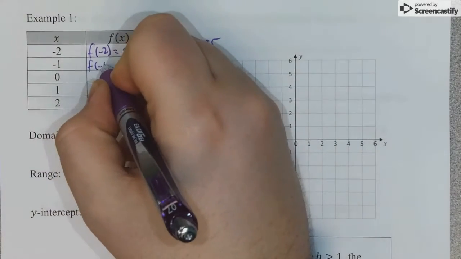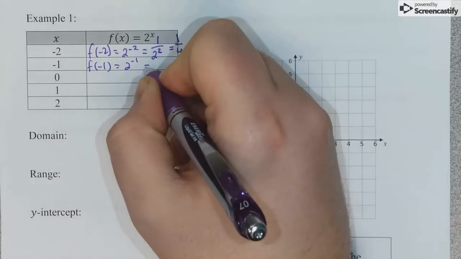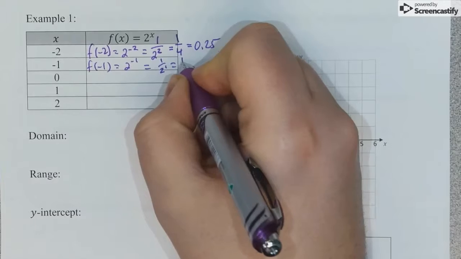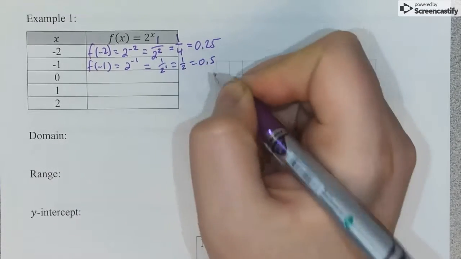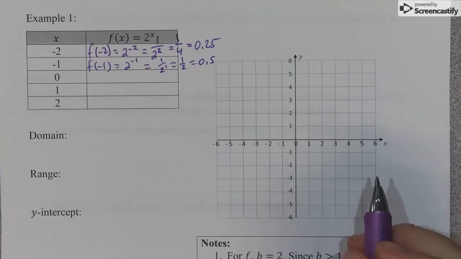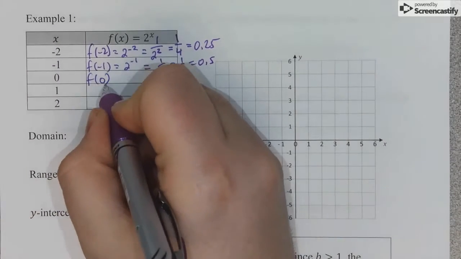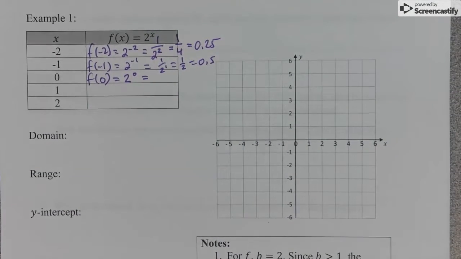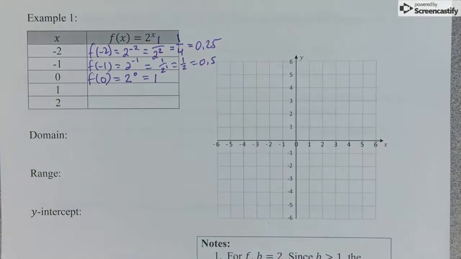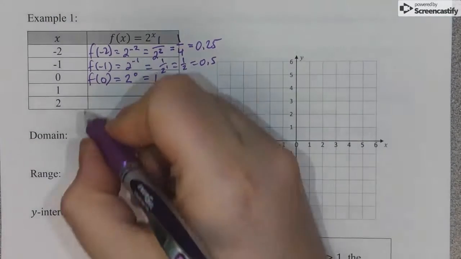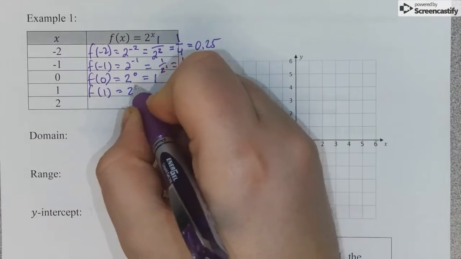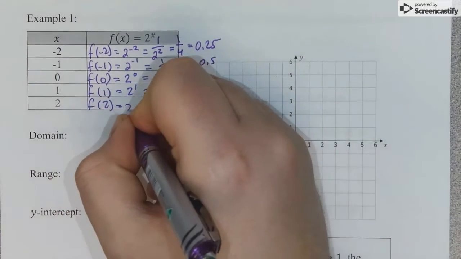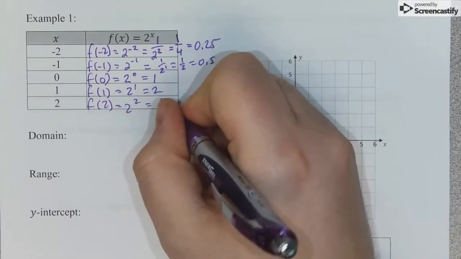Negative 1, so f of negative 1 is 2 to the negative 1. Again, we had to take the reciprocal since this is a negative exponent. So this is 1 over 2 to the first, which is 1 over 2, which is 0.5. 0, so f of 0 equals 2 to the 0. Remember, anything raised to the 0 power equals 1. So 2 to the 0 is 1. 1, so we're going to do f of 1 equals 2 to the first, which is 2. And then f of 2 equals 2 squared, which is 4.